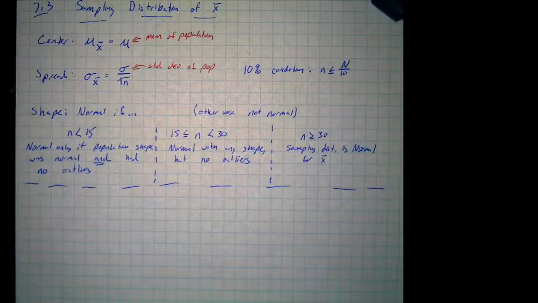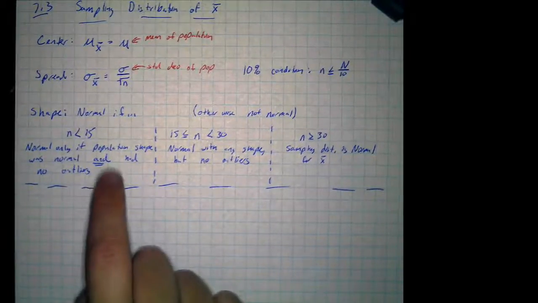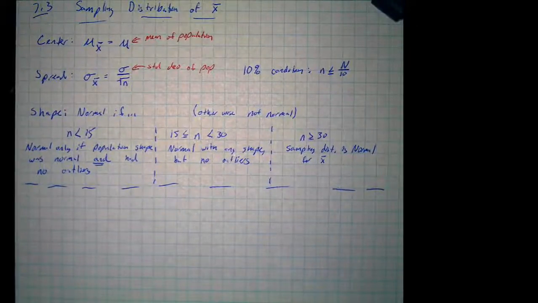And if it's less than 15, you're going to look to see if there's any wording about skew or outliers. And if they don't say anything about it, you're going to say, I think it's normal, assuming the population distribution was normal and there's no outliers. So for everything we talk about, like our assumptions, we're going to say, I think this is true, assuming this. Cool.